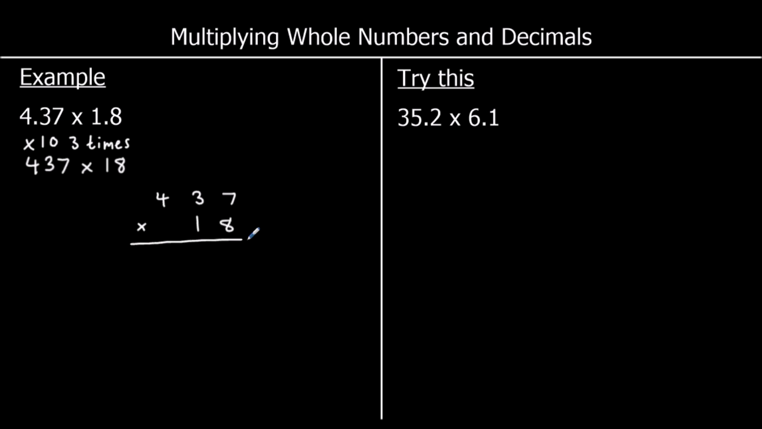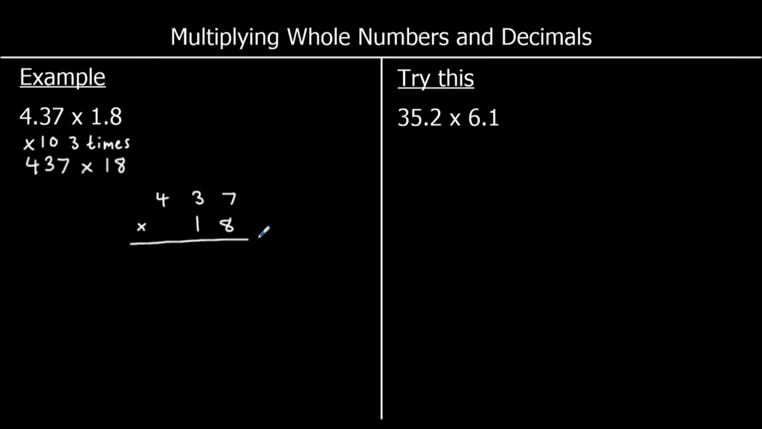Tens with tens, ones with ones. To multiply by 18, I'm going to multiply by 8 and multiply by 10 and add them together. So I'm going to start with 8 times 437. Start with the smallest column, so 8 times 7.